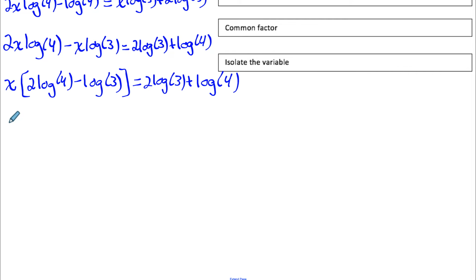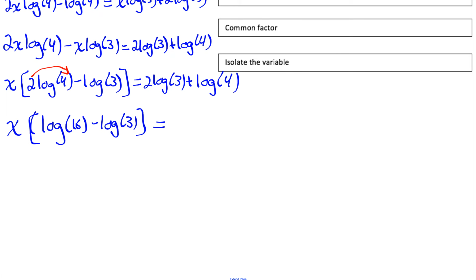So for example, this 2 log 4, well, that 2 could be moved up as the exponent on 4. So that's really just a log 16. So I've got x log 16 minus log 3. And same thing on the right, I could take this coefficient of 2, put it as the exponent on the argument. So that would give me log of 3 squared, which is 9. So log of 9 plus log of 4.